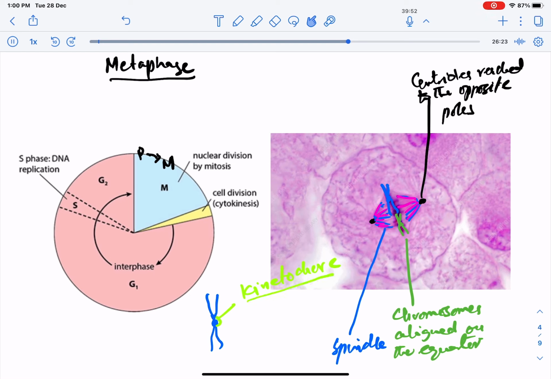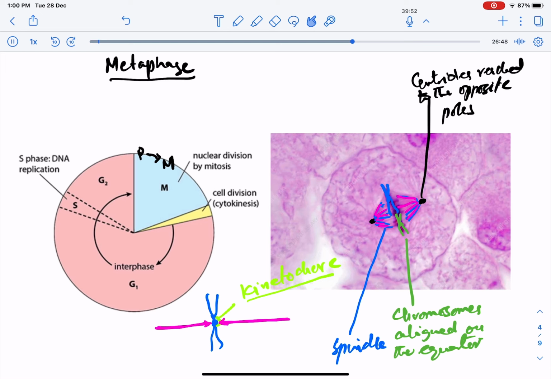So spindle fibers from both sides attach with this kinetochore. So this is the site for attachment of spindle fibers. So from both sides, the spindle fibers attach with this chromosome at kinetochore or at centromeres.